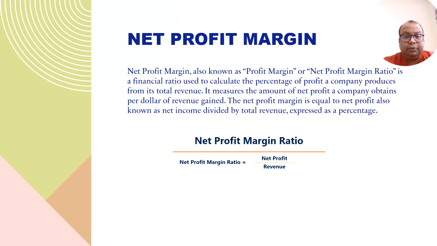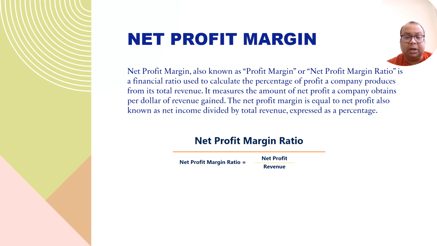Moving over to the first ratio, that is net profit margin, which shows how much profit a company keeps from its sales. It tells you how many cents of profit the company makes for every dollar it earns. The ratio is calculated by dividing net profit by total revenue and then converting it into a percentage.